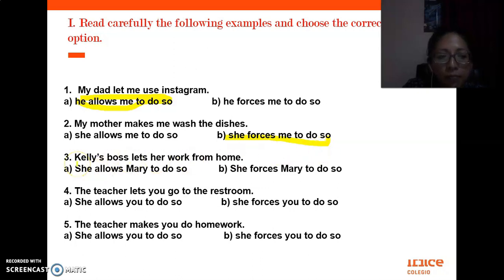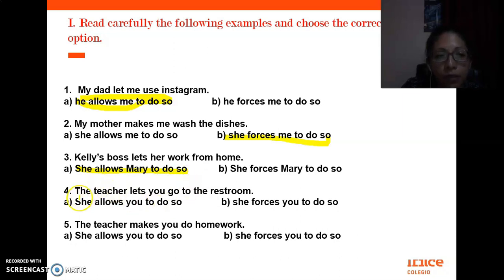Number 3. Kelly's boss lets her work from home. You know the boss? Yes, lets her work from home. That means A. She allows Kelly to do so. Or B. She forces Kelly to do so. Let. Remember, let. That's right. She allows Kelly to do so.